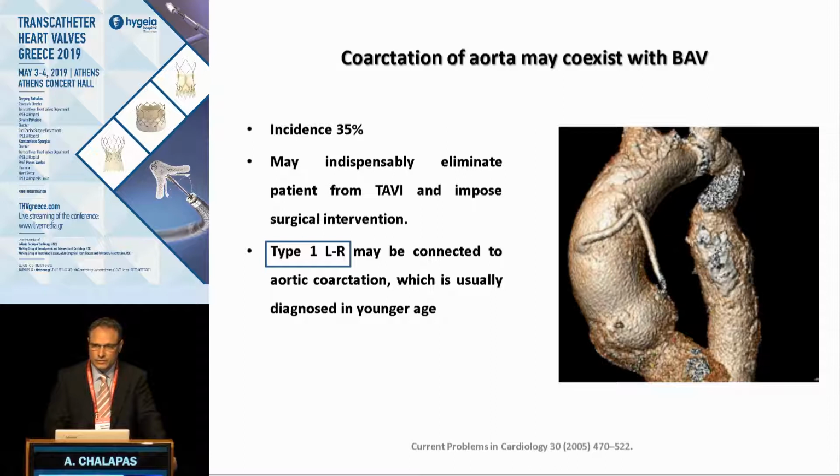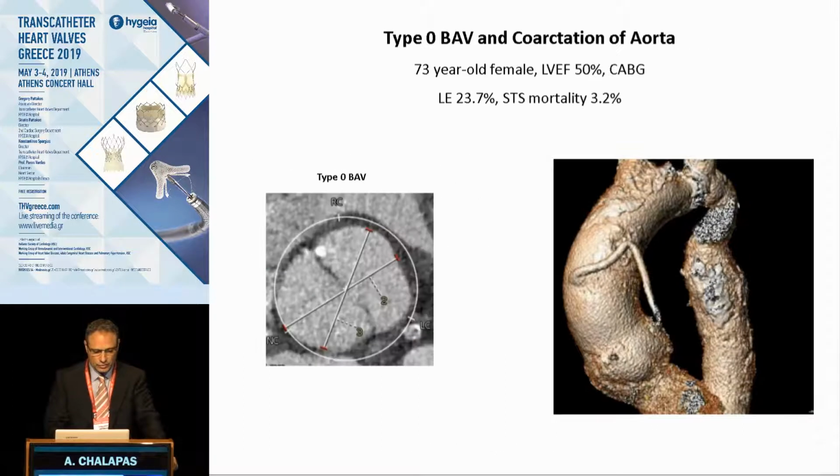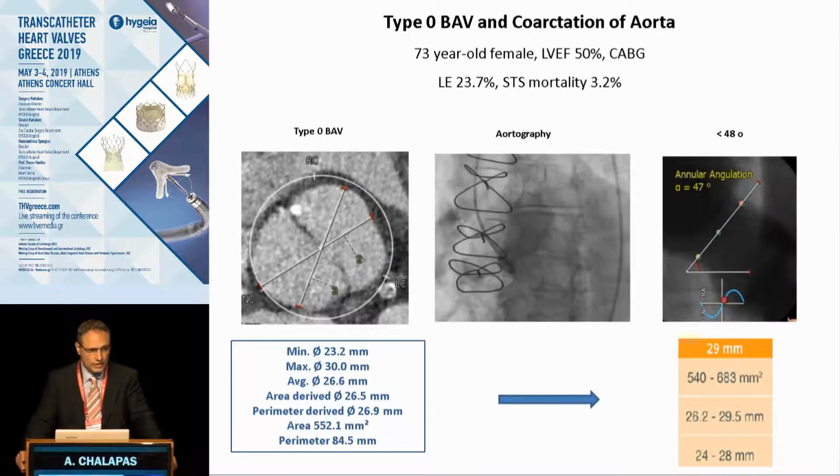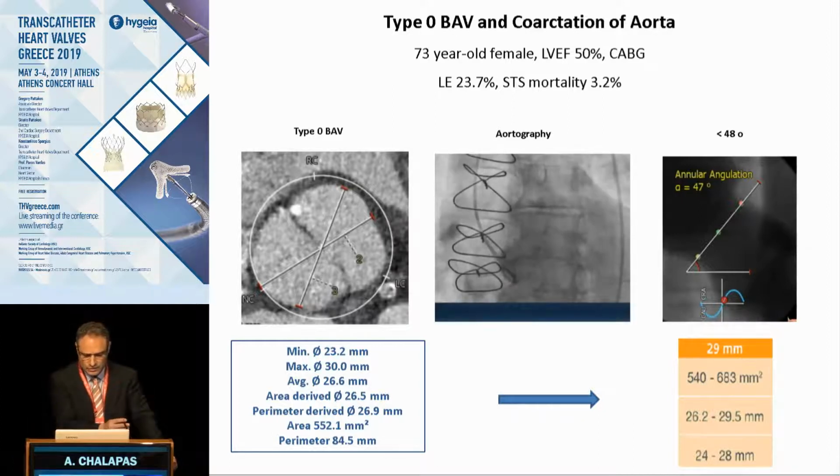Another important anatomical information that often we get is the coexistence of coarctation of the aorta. It occurs in up to 35% of the cases. It is more often in type 1 left to right fusion bicuspid valve, and here comes an example of type 0 bicuspid valve with coarctation. According to the anatomical information, we decided to proceed with a Sapien 3 valve, 29 millimeter in dimensions.